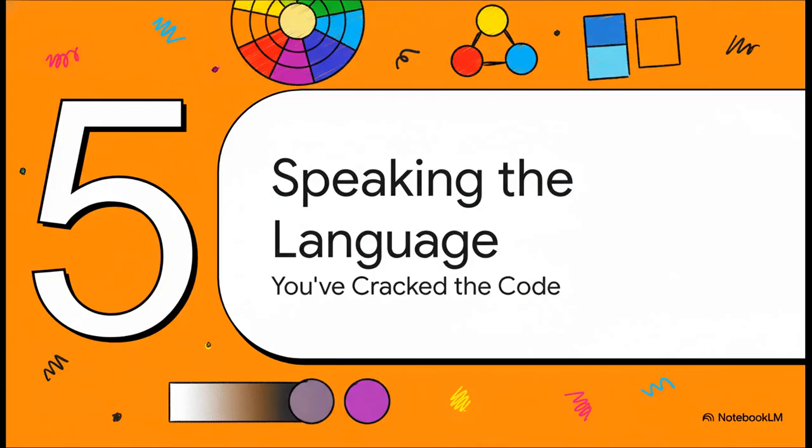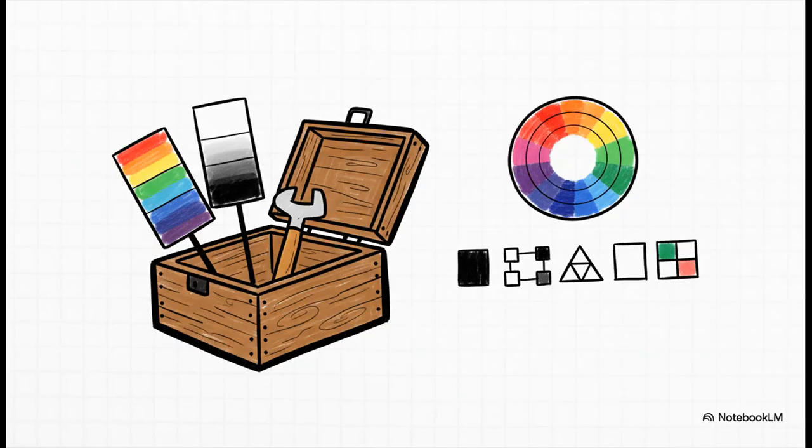And there you have it. Just like that, you've gone from the absolute basics of a single color all the way to understanding the complex formulas that artists and designers have been using for centuries. You've basically learned the grammar of color. So, here's the bottom line. You now have the complete toolkit.